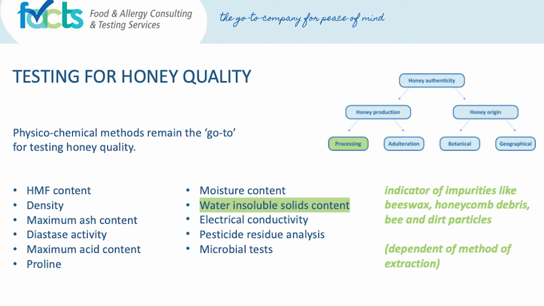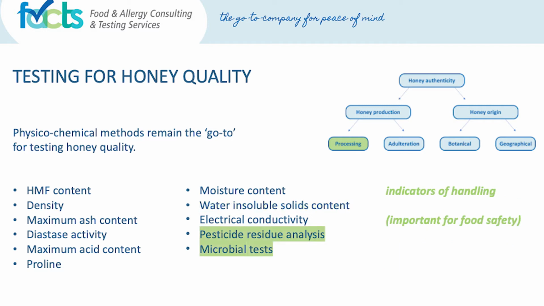Water-insoluble solids content is an indicator of impurities, and this is dependent on the method of extraction of the honey. And pesticide residue analysis and microbial analysis are indicators of handling, which are very important aspects for food safety.